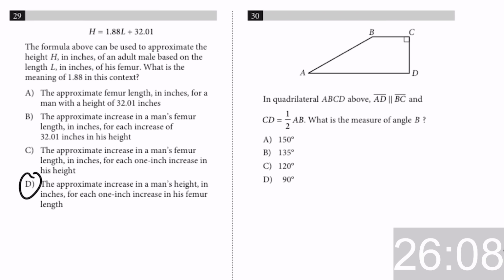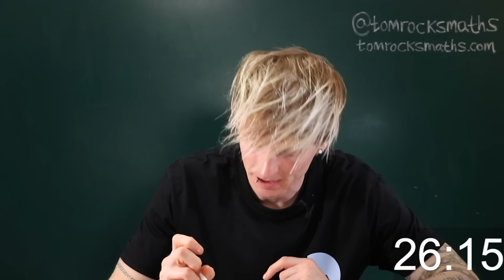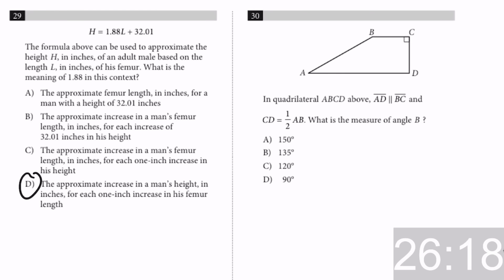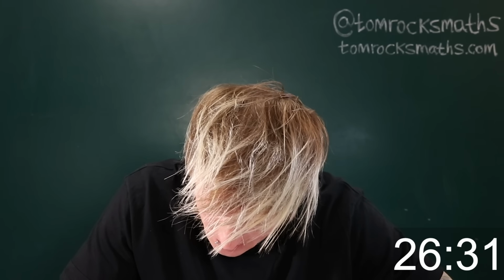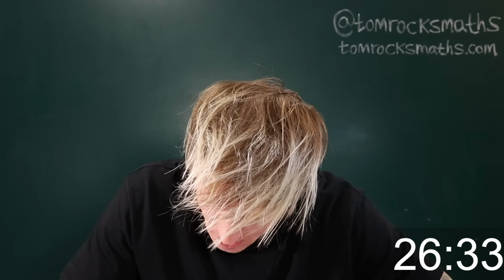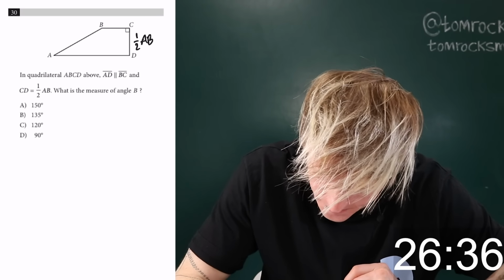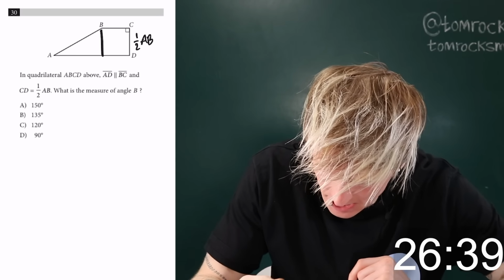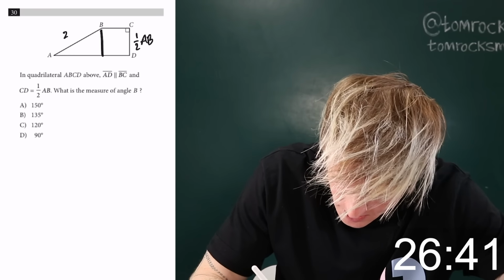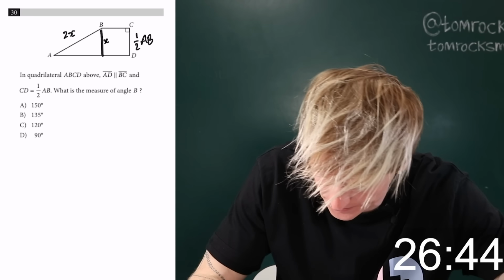Okay, question 30. Quadrilateral ABCD above. AD is parallel to BC. And CD is a half AB. What is the measure of angle B? Okay, let's think about this. So we've got two parallel lines, and we know that's half of the length there. So if this is, let's call this 2x, then this is x.